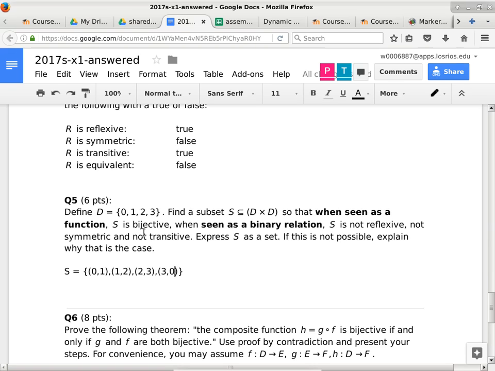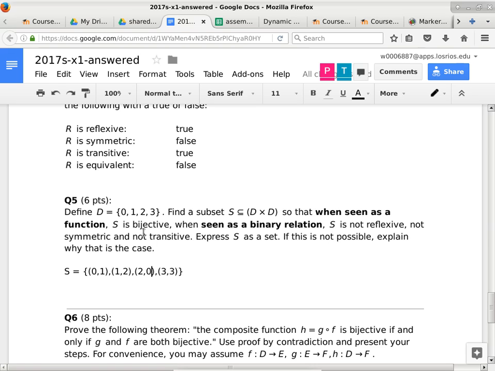Now, you can also do something kind of weird like this and just have this one mapped back to 0. It is still meeting all the requirements because just having 3, 3 doesn't make it reflexive. Reflexive says for every element, you have to be able to relate to yourself. 0 doesn't relate to itself, 1 doesn't relate to itself, 2 doesn't relate to itself. So as a relation, it is not reflexive. So even this answer is correct.